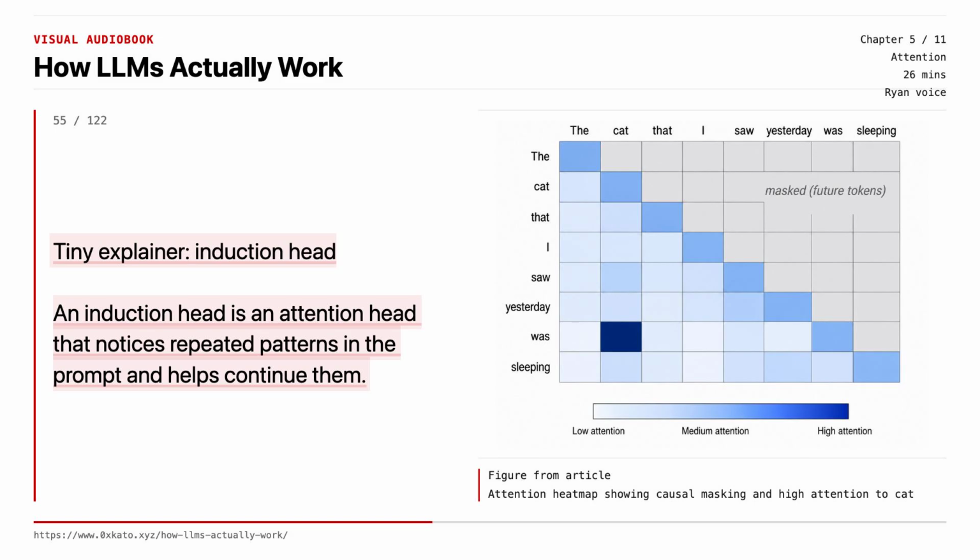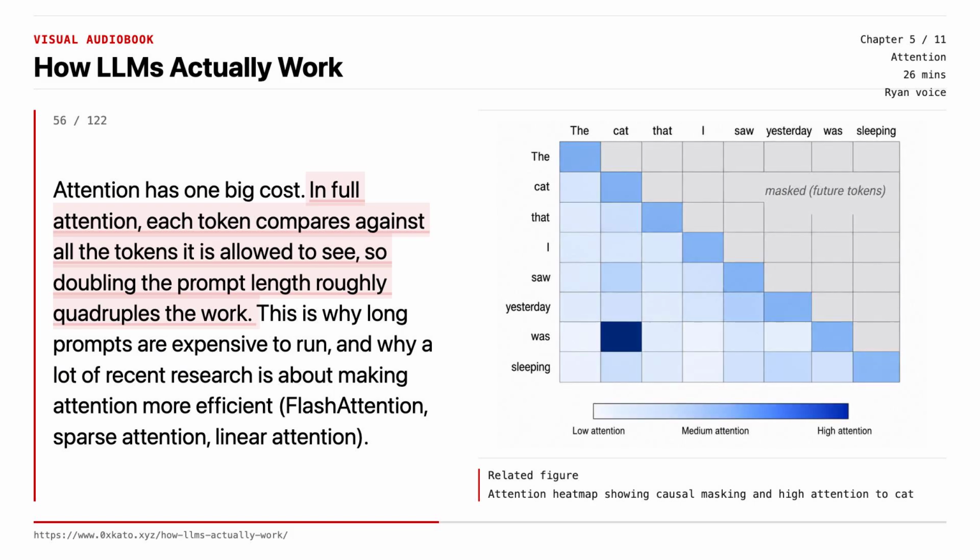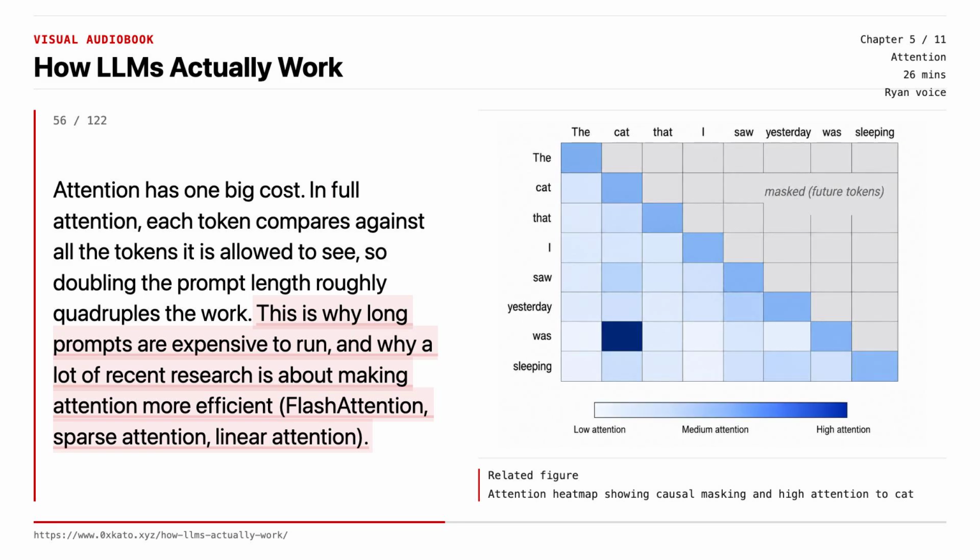Tiny explainer: induction head. An induction head is an attention head that notices repeated patterns in the prompt and helps continue them. Attention has one big cost. In full attention, each token compares against all the tokens it is allowed to see. So, doubling the prompt length roughly quadruples the work. This is why long prompts are expensive to run, and why a lot of recent research is about making attention more efficient: flash attention, sparse attention, linear attention.